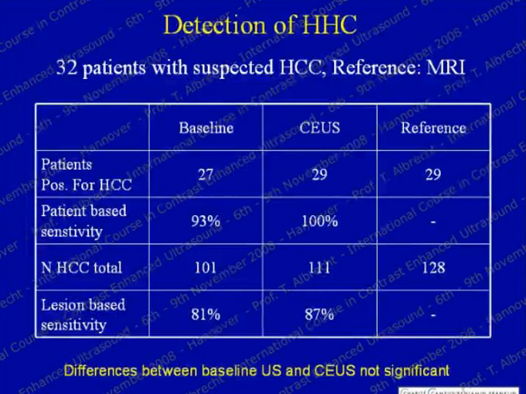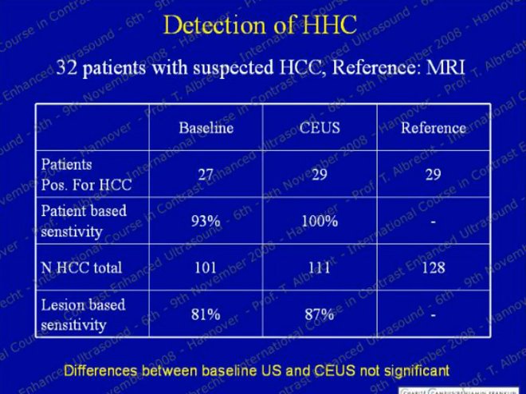In fact, I have the manuscript with me for review, and we looked at 32 patients with suspected HCC. These were, I have to say, predominantly patients with advanced tumors, mainly multifocal tumors. Of those 32, 29 eventually had reference imaging confirmed HCC. Baseline ultrasound detected on a patient level, again, advanced tumors, 27 of those, CEUS 29. So it's an increase on a patient level from 93 to 100%.